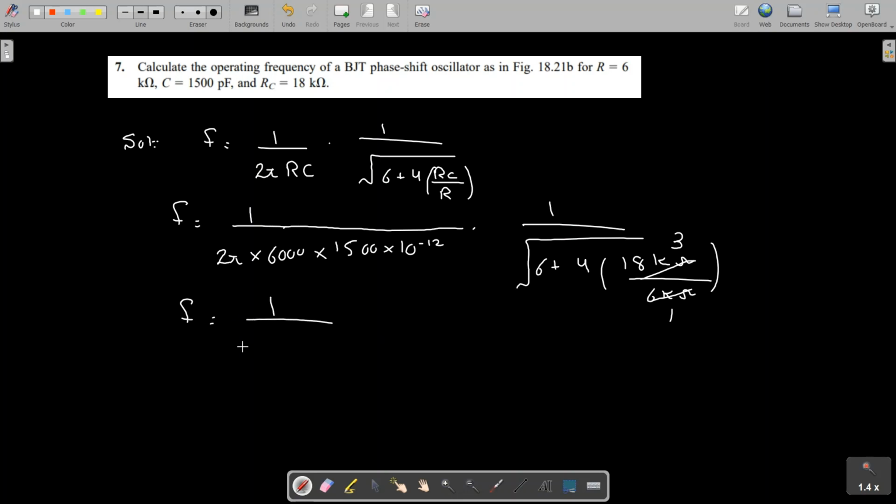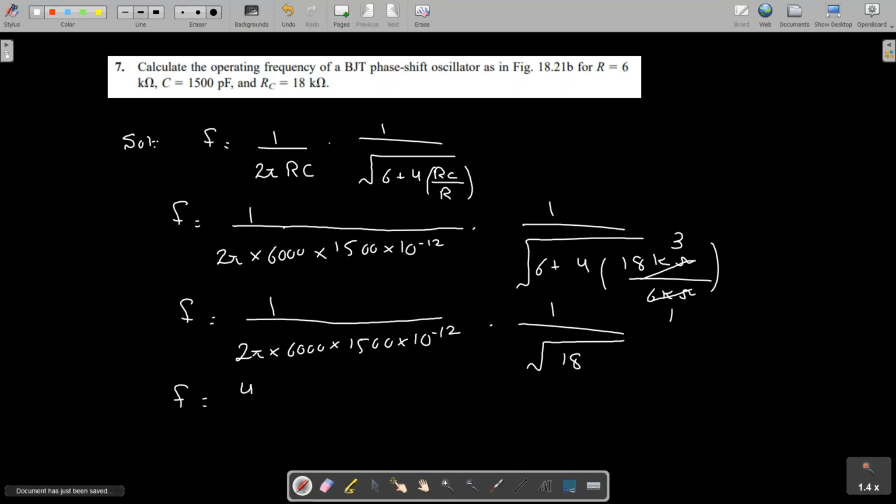So we are going to have 1 by 2 pi multiplied by 6000 multiplied by 1500 multiplied by 10 raised to power minus 12, into 1 divided by, this is your under root 18. And when we solve this, we are going to get the frequency. And the frequency in this case will be 4.17 kilohertz, which means approximately equal to 4.2 kilohertz. So we have found out the operating frequency of the BJT phase shift oscillator, which is 4.2 kilohertz.